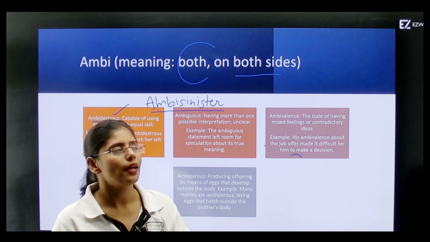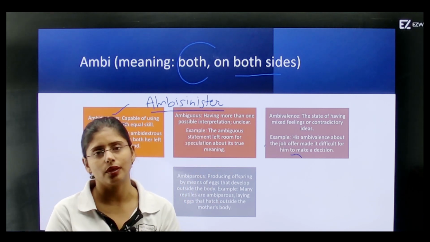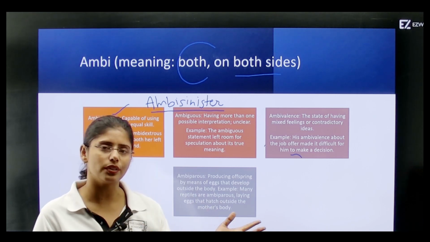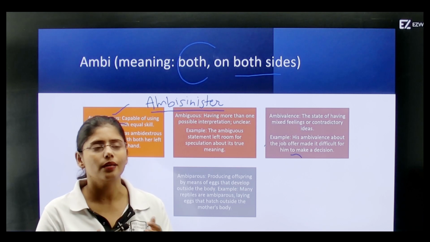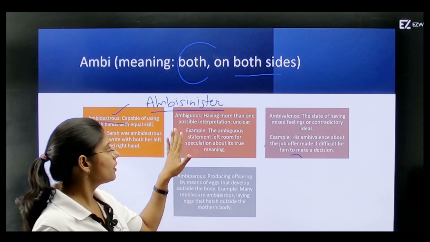Next word is ambiguous. Ambiguous means something which is not clear to you, something which is quite confusing, where we are not clear whether to choose this side or to go that side. It is somewhat similar to sitting on a fence. I am confused. That is ambiguous.